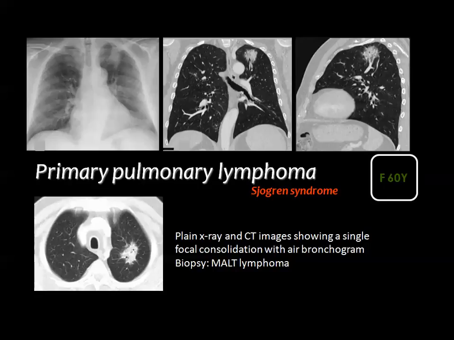But the two other possibilities, which are lymphoma and the alveolar cell carcinoma, need CT-guided or imaging-guided biopsy to confirm the diagnosis.